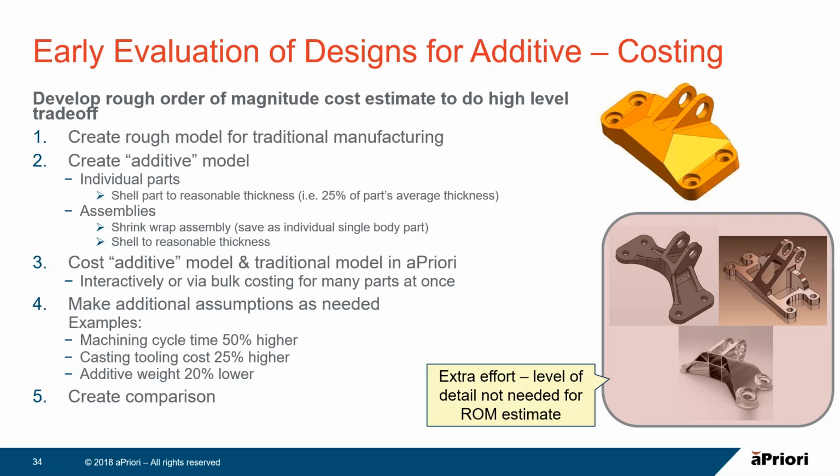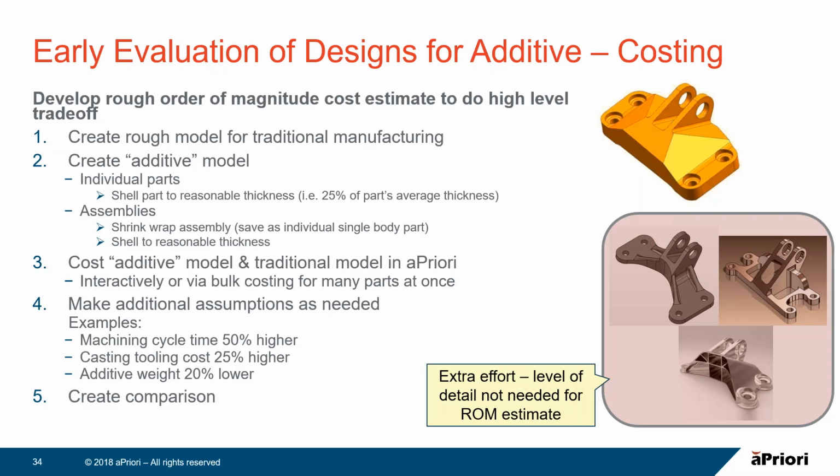And then step two would be to create an additive model, a pseudo-additive model. So to do that, you take this traditionally modeled part and shell it to a reasonable thickness in terms of what type of thickness you think you could get to maintain the performance by going with additive. 25% is a good example. And this can be done with not only individual parts, but assemblies as well. So take that three-piece assembly that we talked about earlier. You could shrink wrap that whole assembly, save it as a single body part, and then shell that new part that you have to a reasonable thickness to have something that you could cost in additive as a single component.